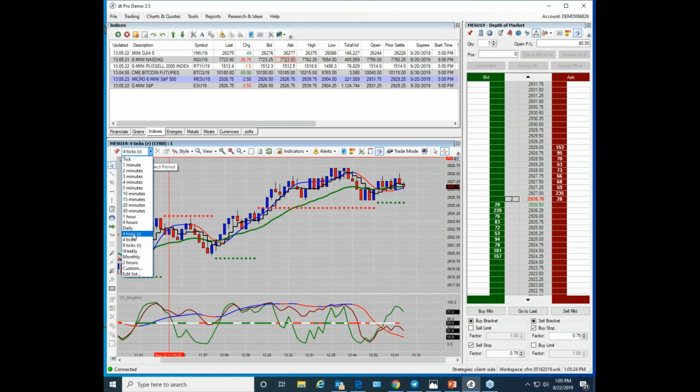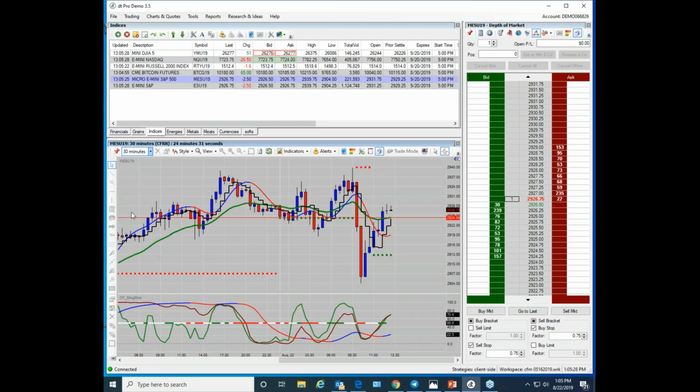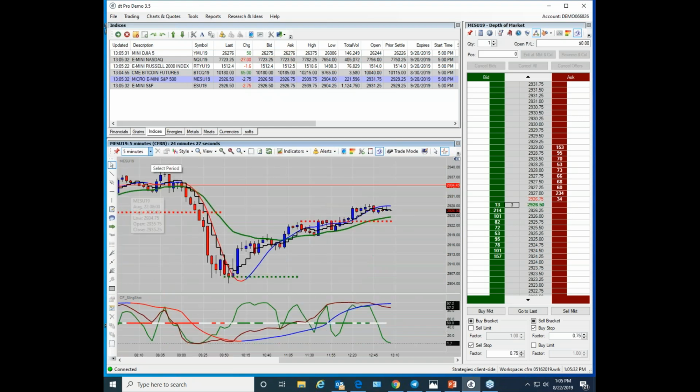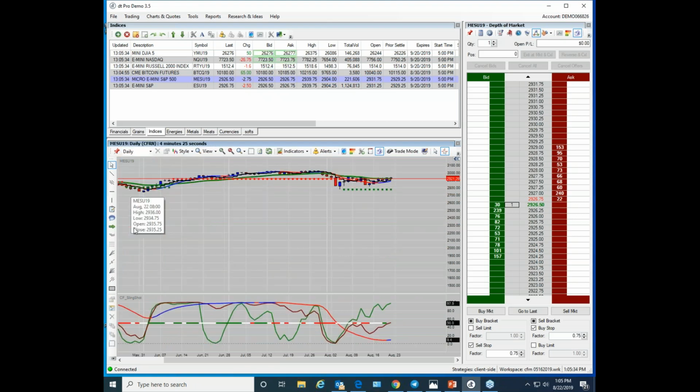Chances are you're on a time-based chart. You might be on a 30-minute if you're watching Logic. You might be on a 5-minute chart. You might be on a daily. The point is you're going to get to a 4-tick range chart. So up in the upper left-hand corner of the chart, let me pull this up.